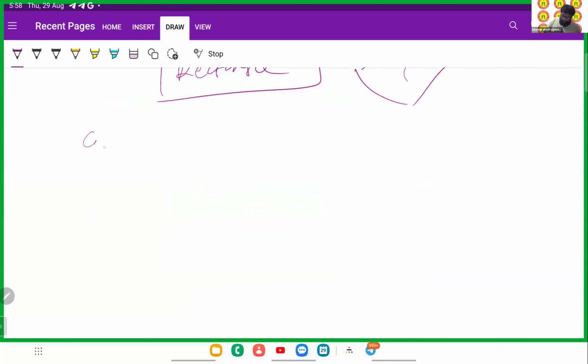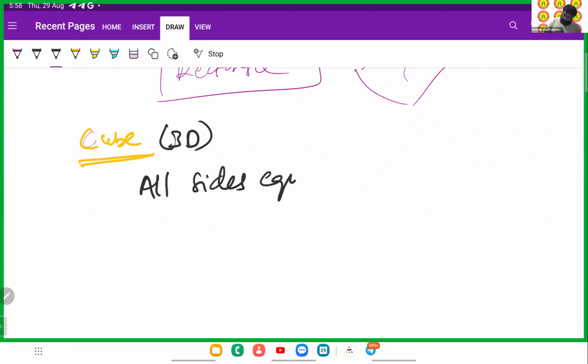So what is a cube? You know, no? A cube is a three-dimensional shape with all sides equal, like length equal to breadth equal to height.